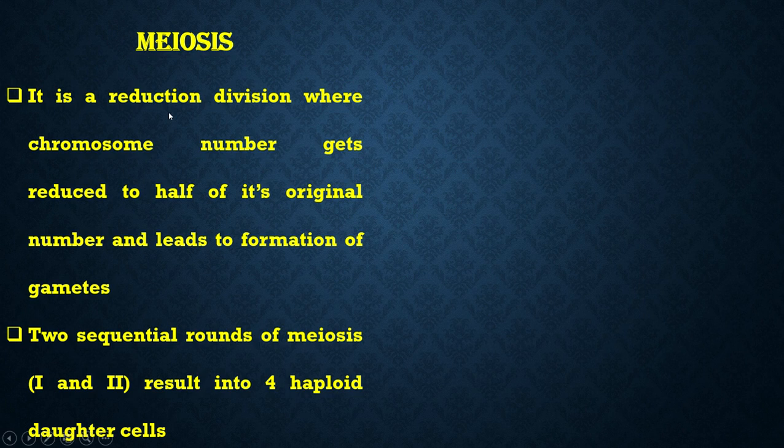Unlike mitosis, where we had seen equal number of chromosomes being distributed to the daughter cells, here we see the number is getting reduced to half of its original number. That means 2n becomes n over here, and finally 2 sequential rounds of meiosis, that is meiosis 1 and meiosis 2, will be giving rise to 4 haploid daughter cells.